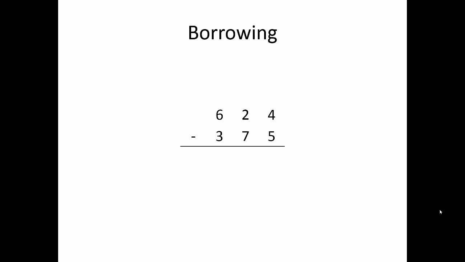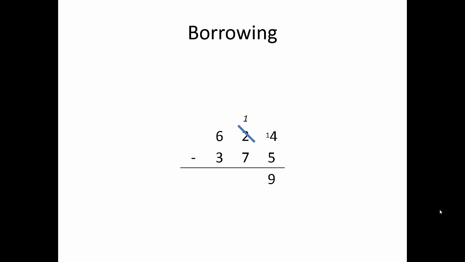And so the 2 becomes 1. And the 1 that is borrowed makes a 14, which I write by putting a 1 in front. Now I can do 14 take 5, which gives me 9. Moving to the next smallest column, 1 take 7 I can't do, so I borrow from the 6.